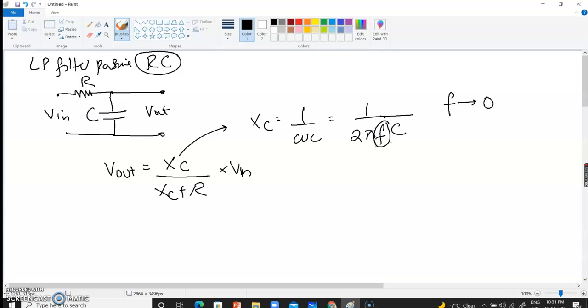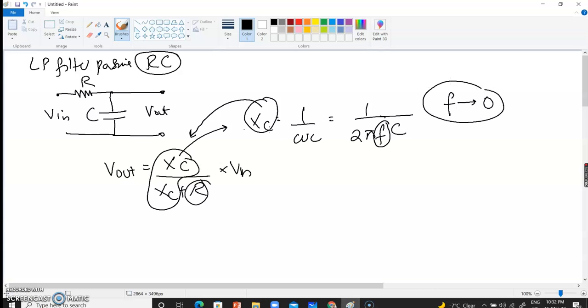Then this whole value would be very large. For example, 1 divided by a very small value would give me a very large answer for XC, which in turn, when I substitute it over here, would give me the maximum output, for example, 100 over 100, right? R would be very negligible, which means that if I have smaller frequencies, I would have the output over here, which makes sense because for a low pass filter, you have output on lower frequencies before FC.